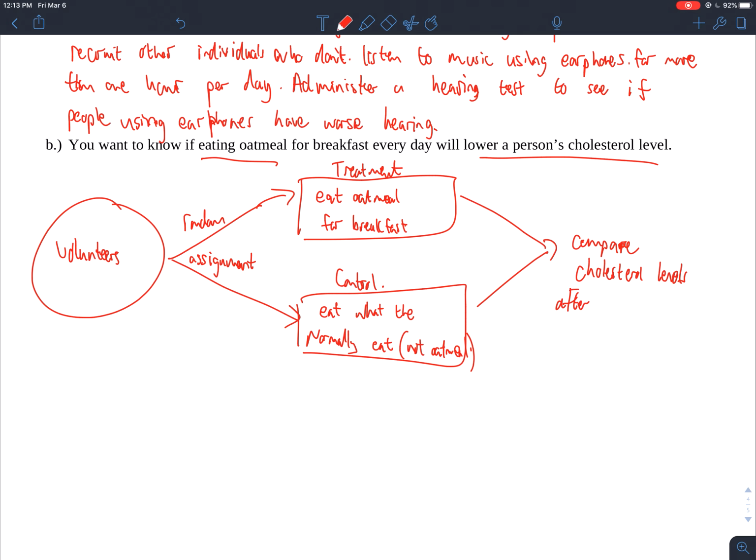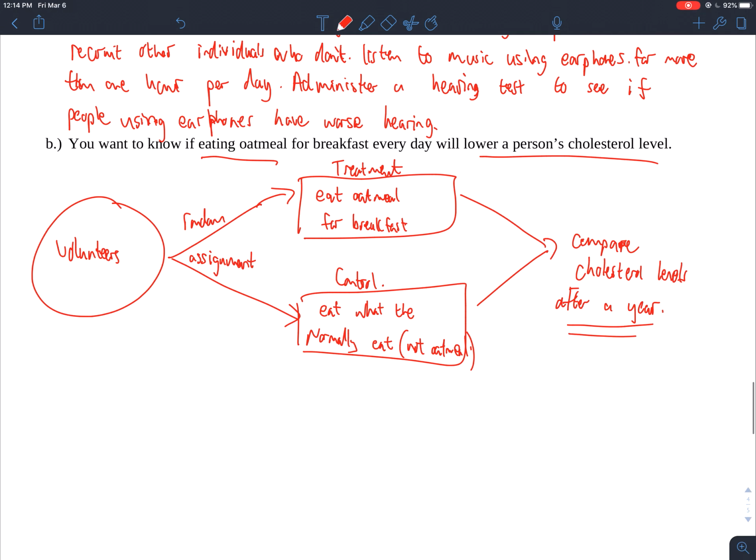After, I don't know, maybe a year, okay? After a year, something like that. All right? So you get some volunteers, randomly assign some. You're going to eat oatmeal. The rest of you are not going to eat oatmeal for breakfast, whatever you normally eat, or, we're not going to change anything you do. And then at the end of, let's say, a year, you compare cholesterol levels.